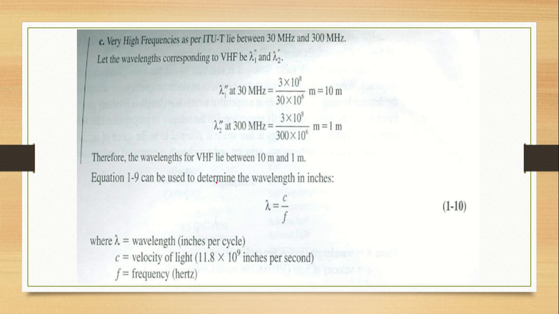Equation 19 can also be used to determine the wavelength in inches. Normally we use the unit of meters because the speed of light is 3 times 10 to the 8 meters per second. But wavelength can also be done in inches if the given is in inches. In inches, you have to use the value for C, 11.8 times 10 to the 9 inches per second, if the wanted result is in inches. Or just simply convert the result to inches.